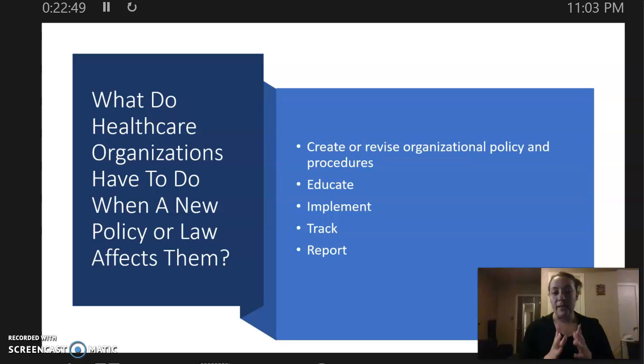After implementation, it's very important that an organization tracks compliance to ensure that everything's being done correctly, and if there's a need for more education, etc. And then sometimes, if applicable, they need to report it. Sometimes these measures need to be reported to either the state or their accreditation body, like the Joint Commission, or the Centers for Medicare and Medicaid Services.